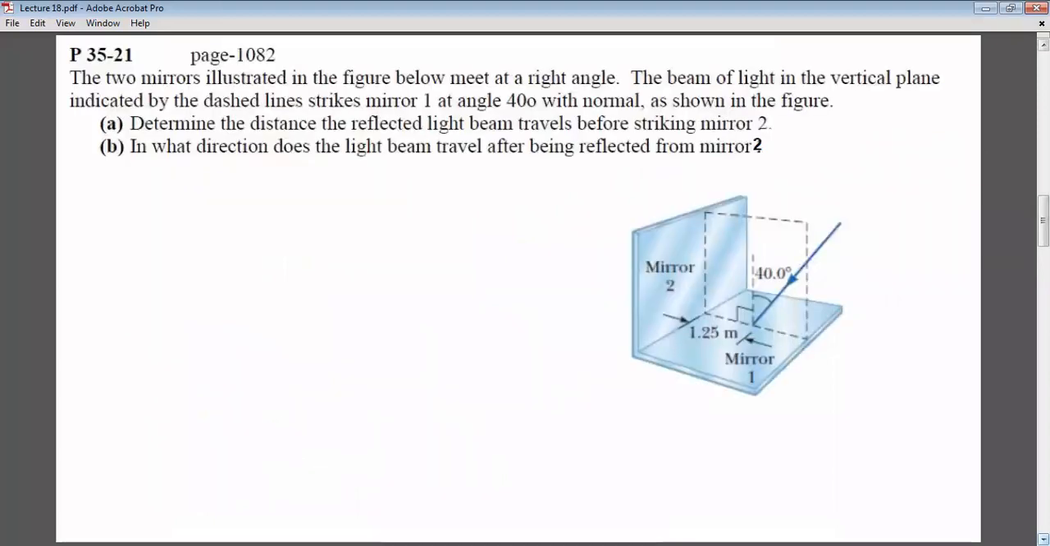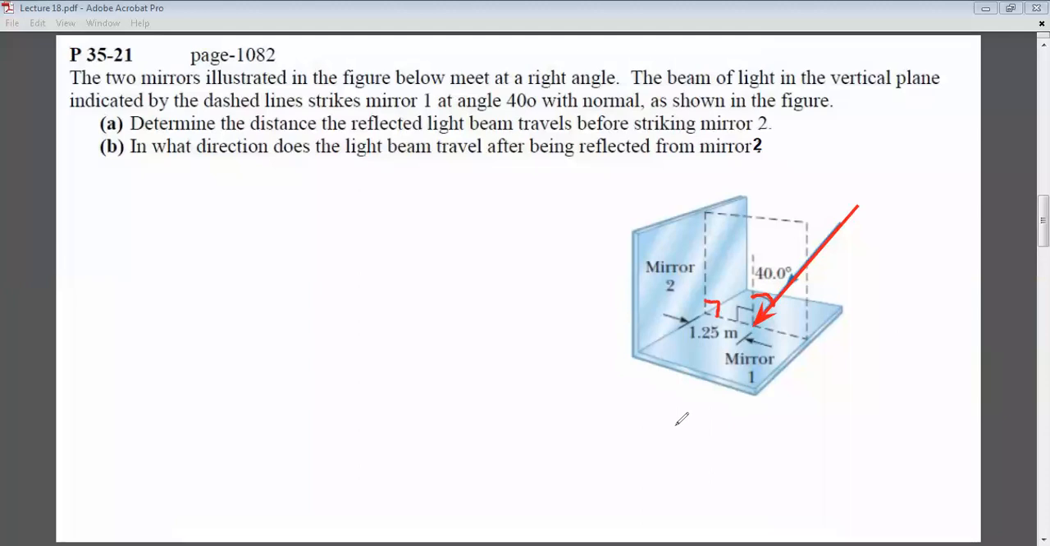Okay, the 2 mirrors illustrated in the figure below meet at a right angle. So here I have mirror 2 and mirror 1, and they meet at a right angle. Okay, so here, this thing over here is 90. The beam of light in the vertical plane, this is the beam of light, indicated by the dashed line, strikes mirror 1 at an angle 40. So this angle over here is 40, as shown in the figure.